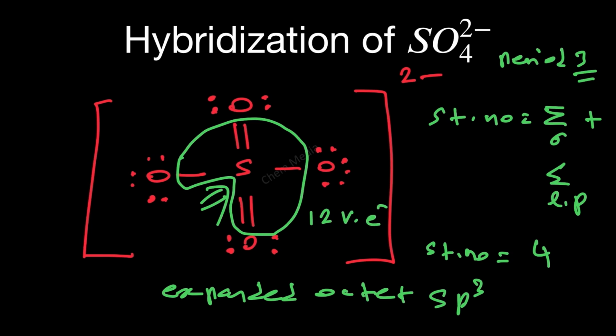which means it belongs to expanded octet category. Because sulfur belongs to period 3, it has access to empty 3d orbitals. So therefore, having expanded octet is completely okay for this molecule. That is something I forgot to mention earlier.